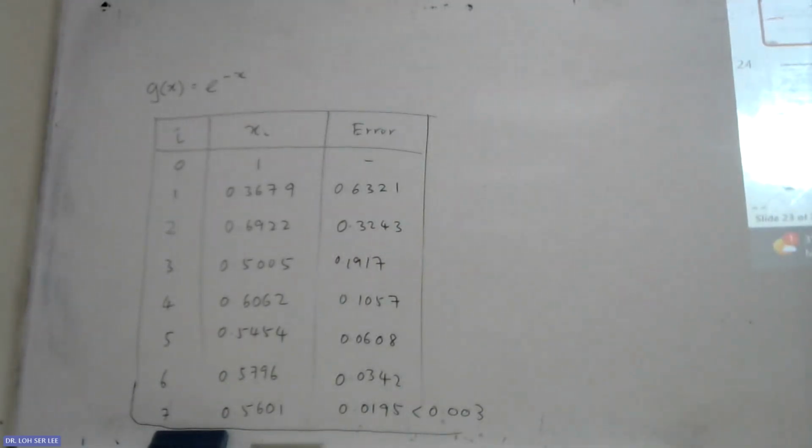Okay, so we need 7 iterations. Okay. 0.7 e^(-x). e^(-x).